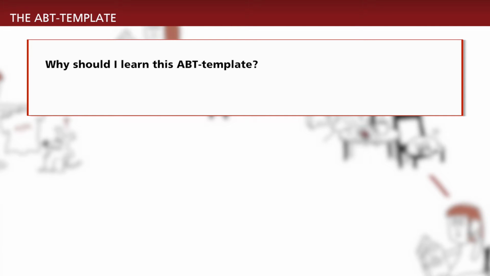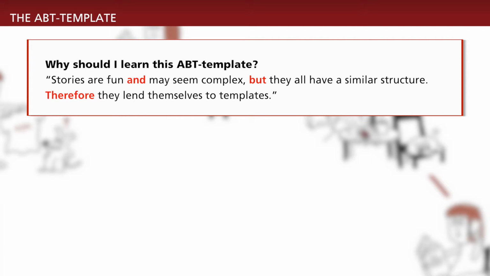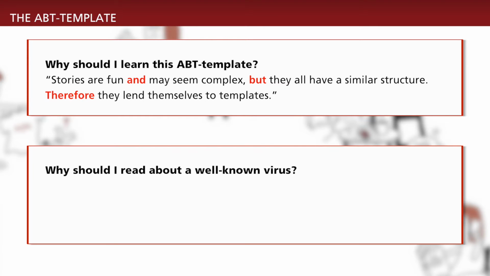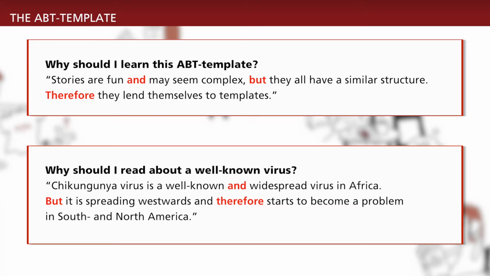So, why should I learn this ABT template? The answer could be, stories are fun and may seem complex, but they all have a similar structure. Therefore, they lend themselves to templates. Why should I read about a well-known virus? Chikungunya virus is a well-known and widespread virus in Africa, but it is spreading westward and therefore starts to become a problem in South and North America.